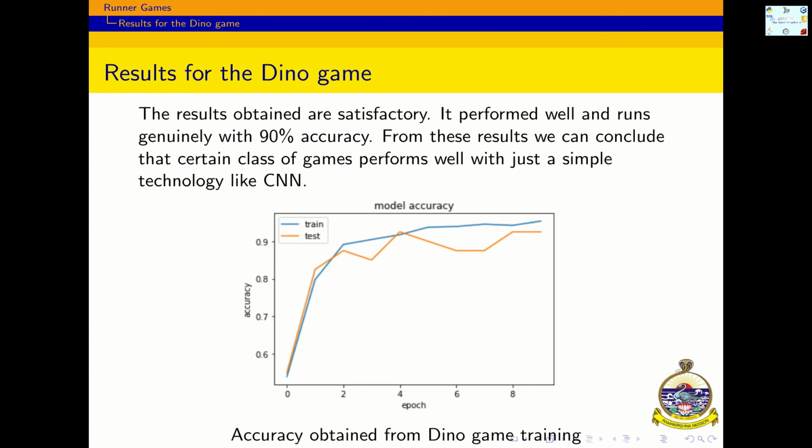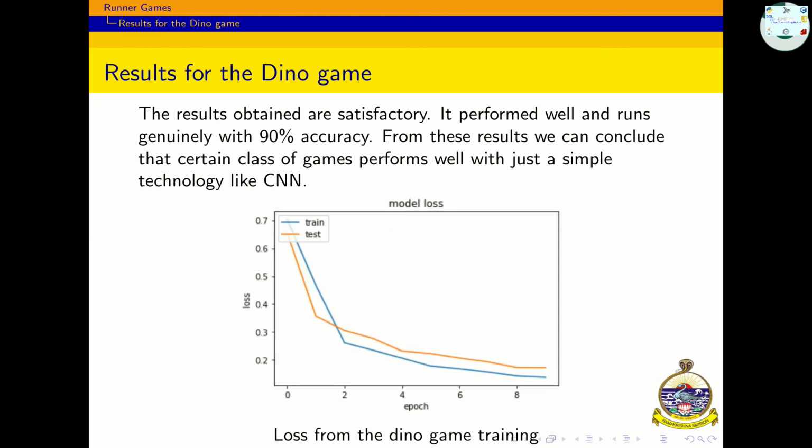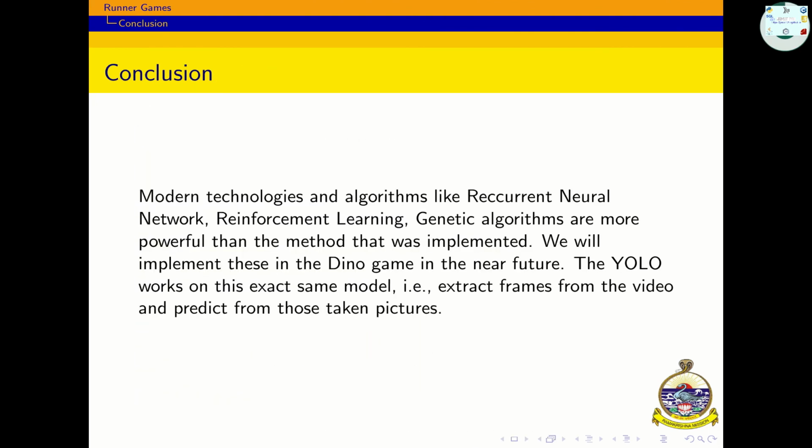The results obtained are satisfactory. It performed well and runs genuinely with 90% accuracy. That is, when we tried it on our laptop, we saw that about 90% of the time it gave the correct results, the correct jumping states. From this result, we can conclude that a certain class of games perform well with just a simple technology like CNN. So this is the accuracy and this is the loss of the dino game.